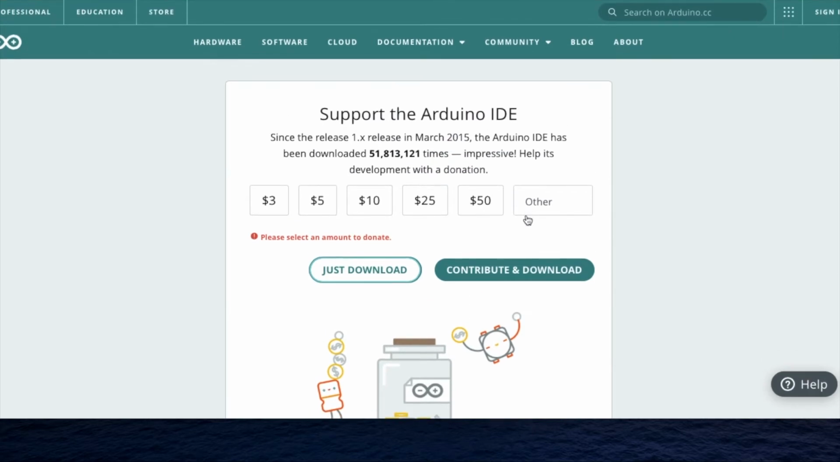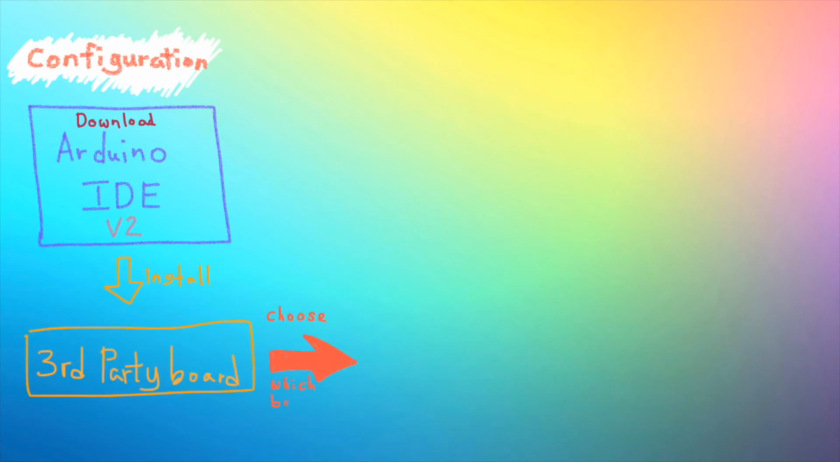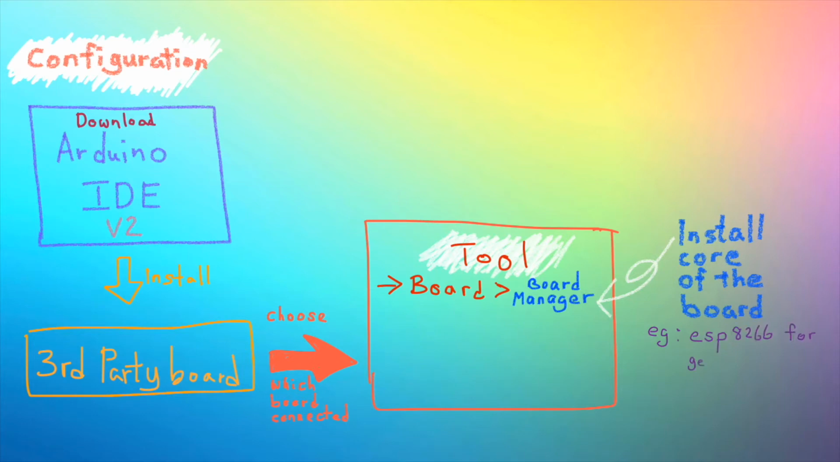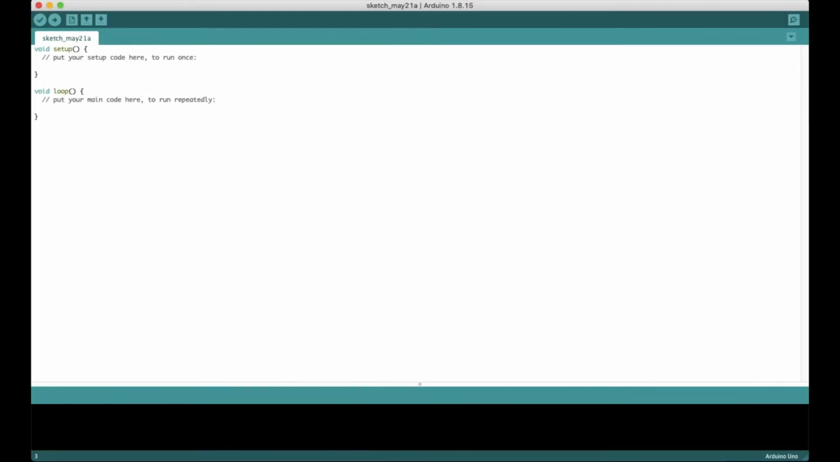You need to inform the software which URL to get the supporting files from for the third-party board to be installed into the system. Now take note of this version. To do that, select Preferences from File and paste the URL into the additional board manager URL field.